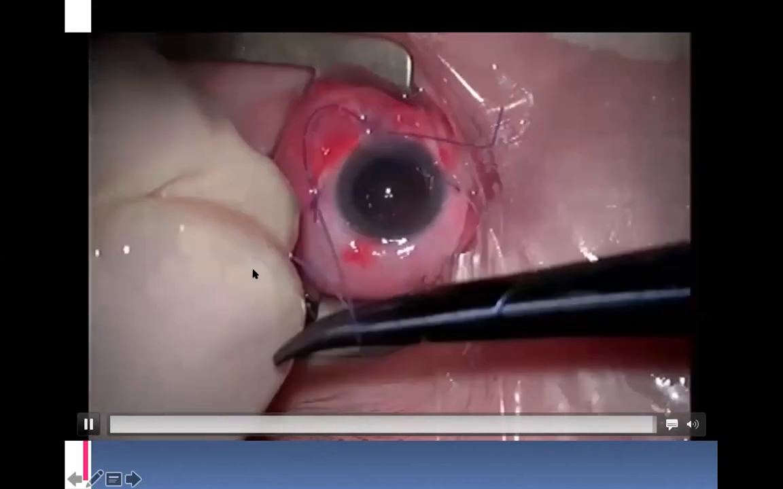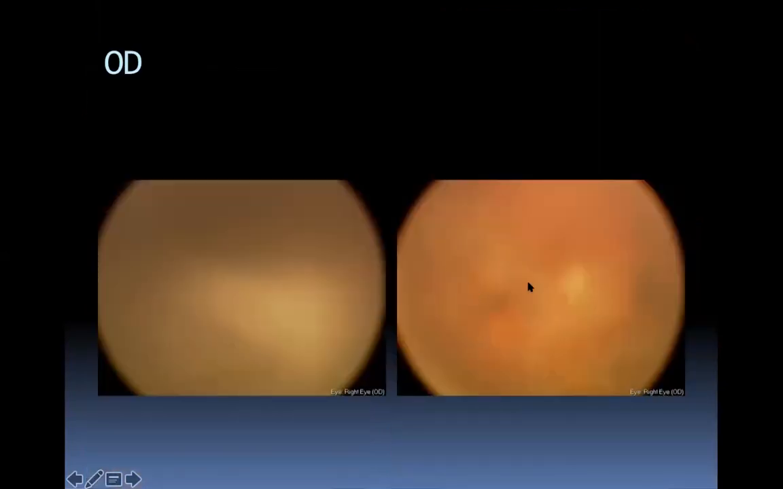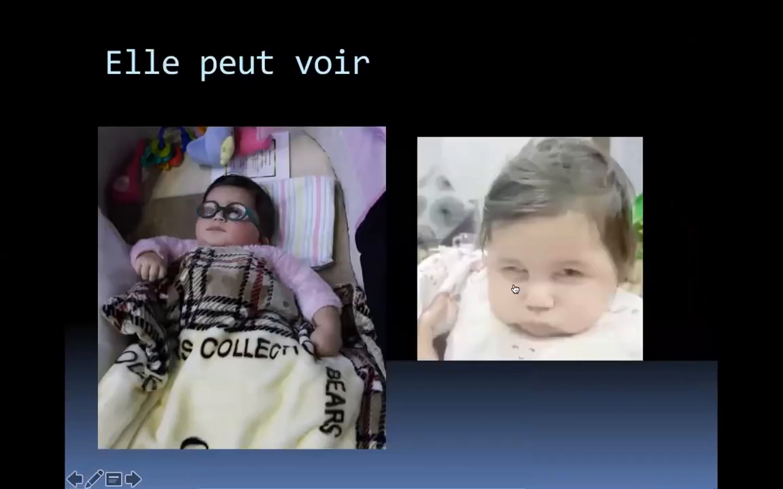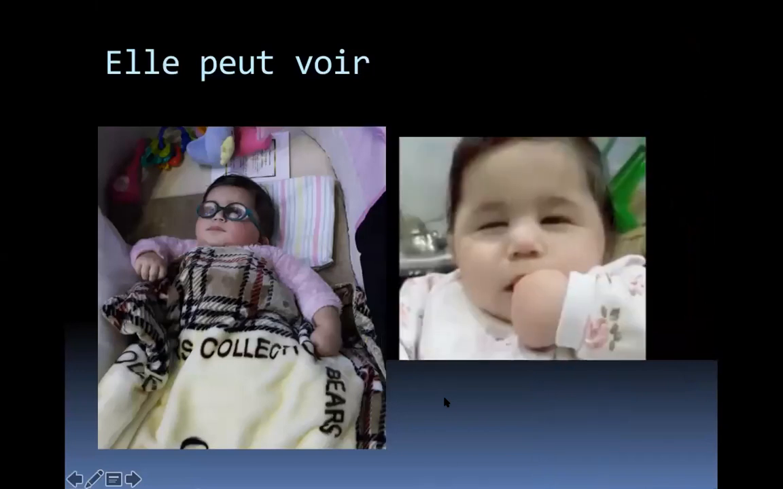This child was from Jordan. And this is how the eye looked. This is where the chorioretinal scar was, and the attachment of the vitreous or the epiretinal membrane to it. And this is the other eye, the right eye, a week after surgery. We could definitely go with certitude. The patient was put on an anti-toxoplasma course for a whole year. And actually, she could see.